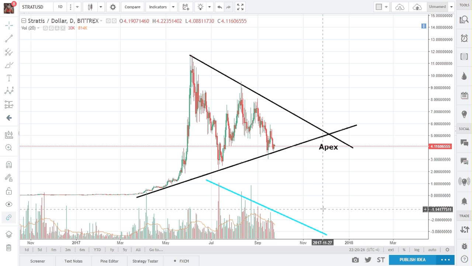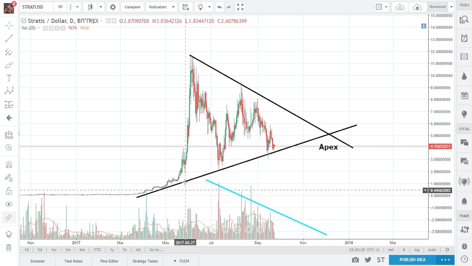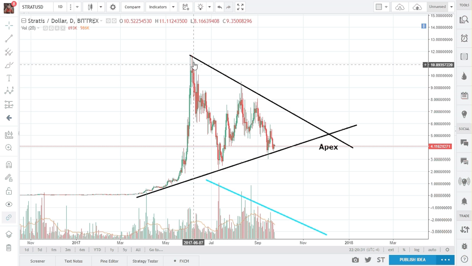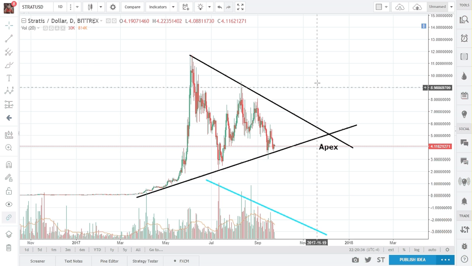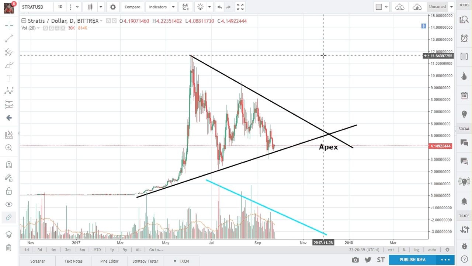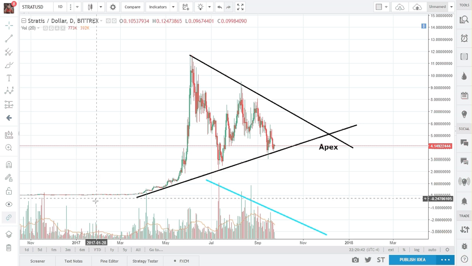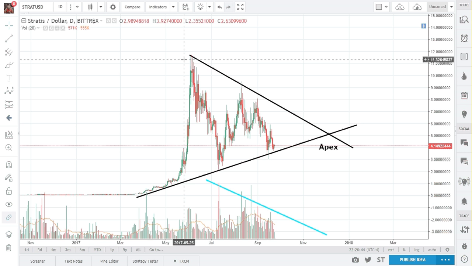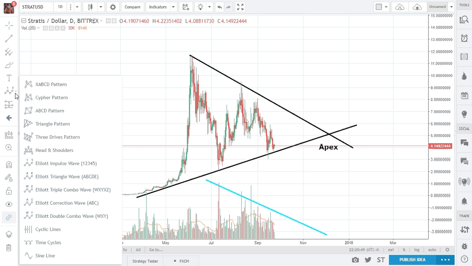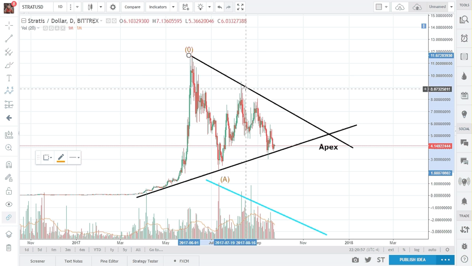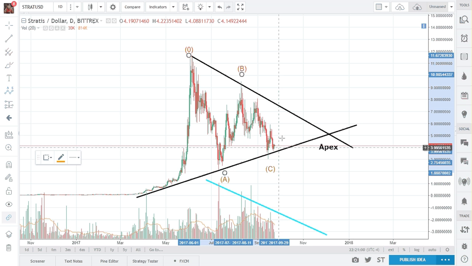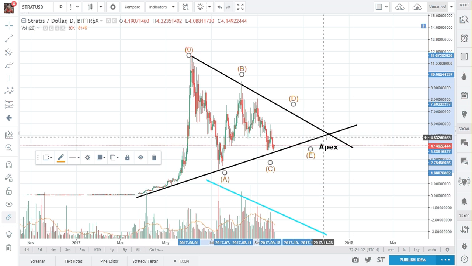Okay, so that's what happens here. If you look at it in terms of supply and demand, bulls have it, bears have it, bulls have it, bears have it, and bulls win it. Since this is starting from the bottom, this can be labeled as A, B, C, D, E.